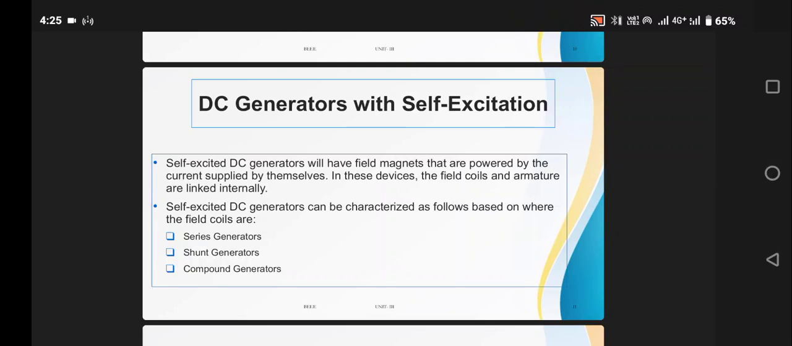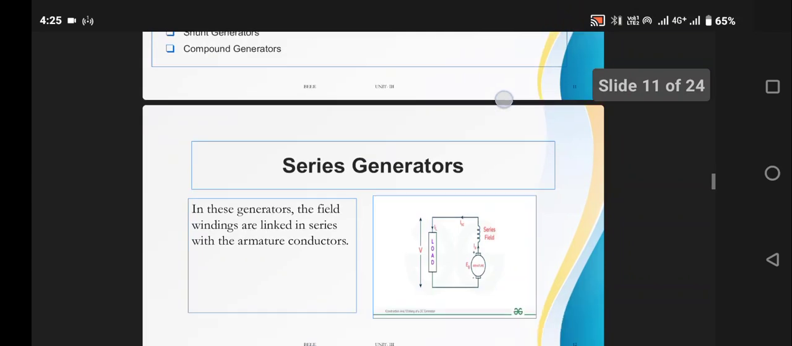The third category is self-excited DC generators. These types of generators have field magnets powered by the current supplied by themselves. In these devices, the field coils and the armature are linked internally. These self-excited DC generators are again classified into series type generators, shunt type generators, as well as compound type generators.